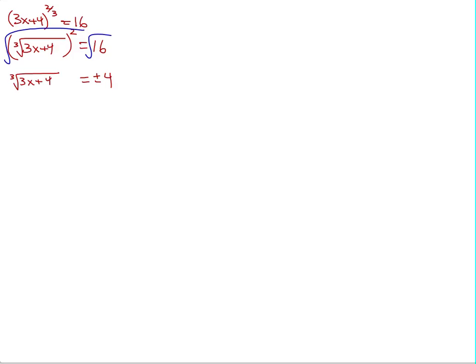And then you can cube both sides to get rid of the cube root, and you get 3x plus 4 equals 64, or 3x plus 4 equals negative 64. Now, there are two of them because of this plus minus business. If we just go look on the left first, it's the same as what you already saw. 3x equals 60, x equals 20. I'm going to underline that answer.